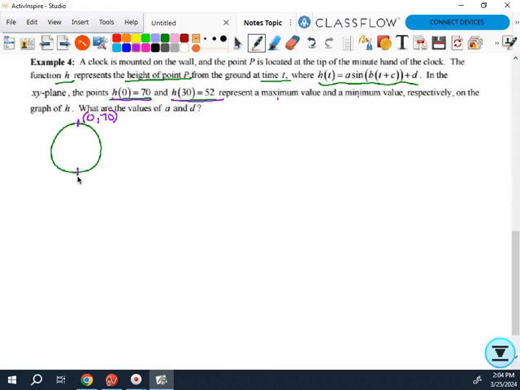This point right here would be at 30, 52. Maximum, minimum.